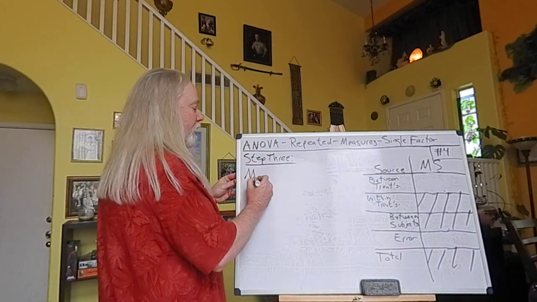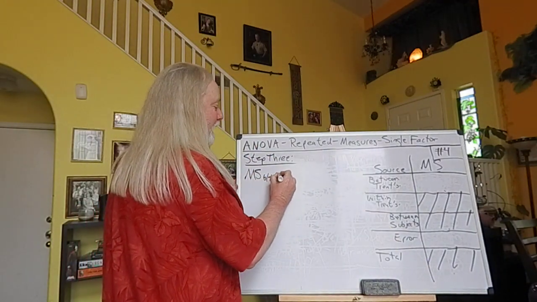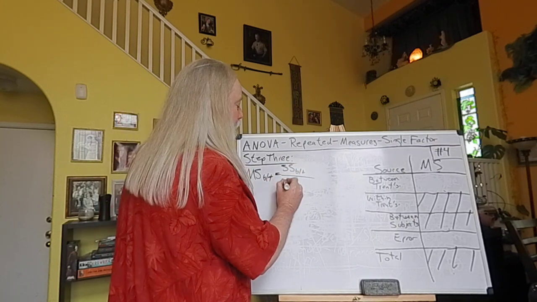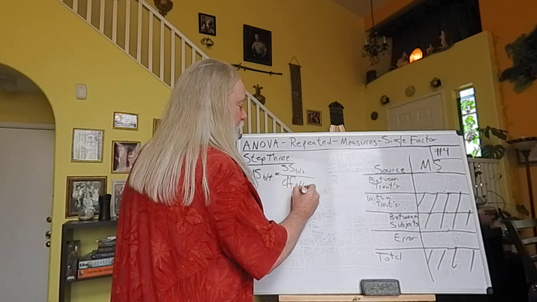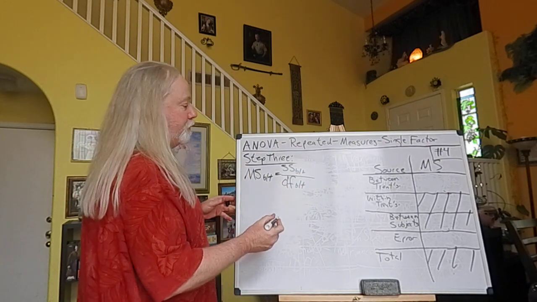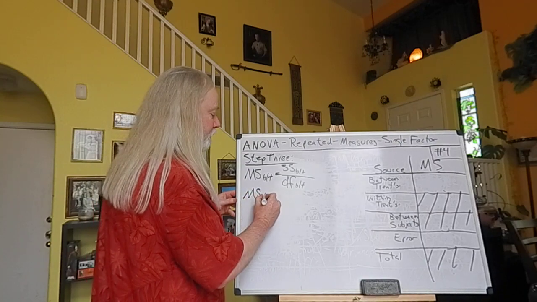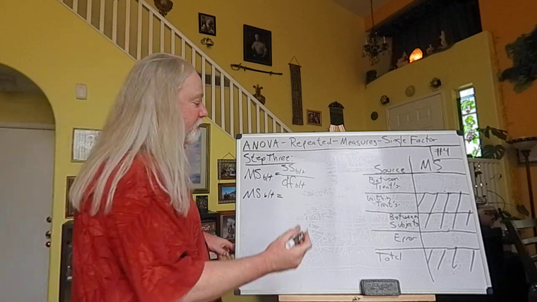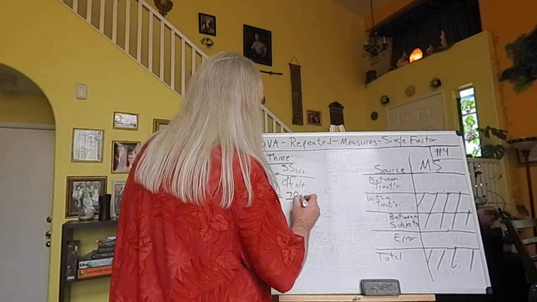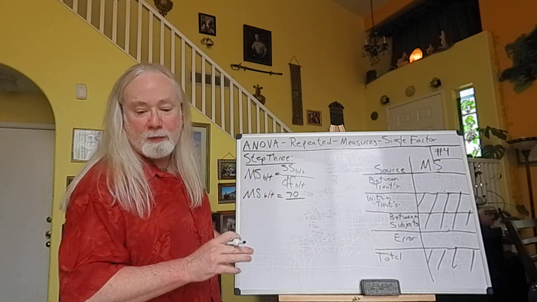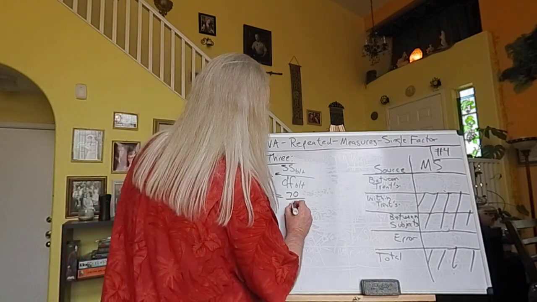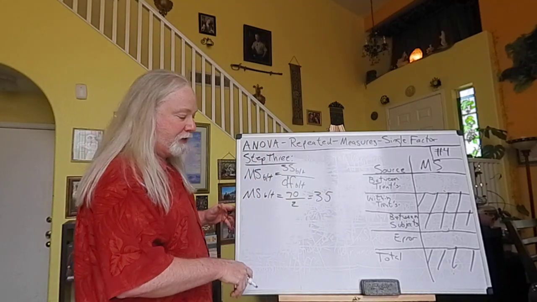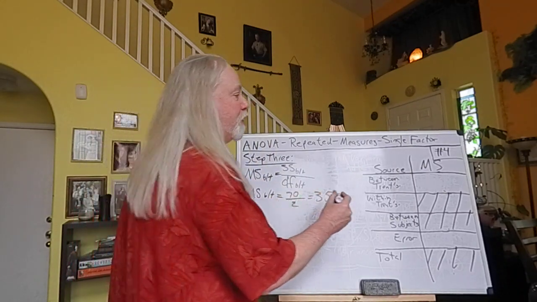So our mean of squares or variance between treatments, again, variance is sums of squares between treatments divided by degrees of freedom between treatments. Our sums of squares was 70. You can see on your own paper, I'm sure. Your degrees of freedom between treatments was 2. So the mean of squares or variance between treatment conditions was 35 points.